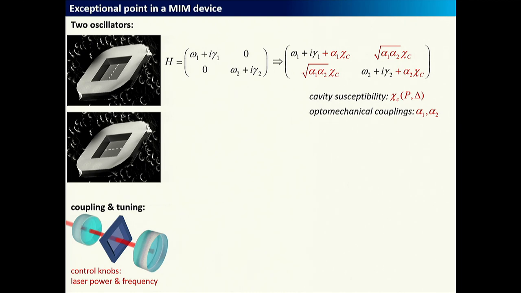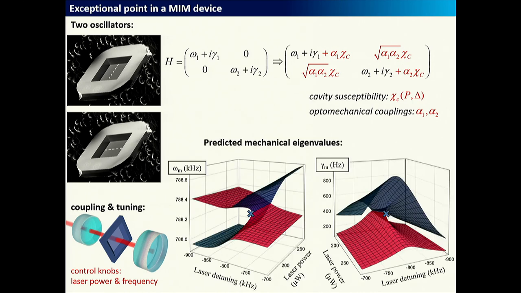Now, it might not be obvious that that is the most general form of a matrix that is near an exceptional point, which, remember, is this. This does not look exactly like that matrix up there, but nevertheless, they are completely equivalent. You can either show that formally, or I can just plot the eigenvalues of this matrix as I vary the two parameters that we have in the lab, laser detuning and laser power.